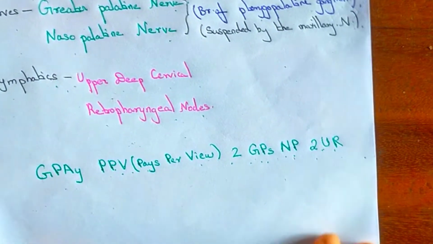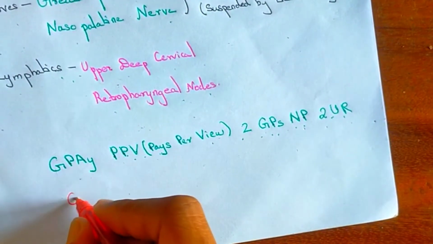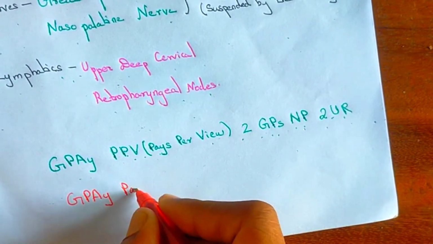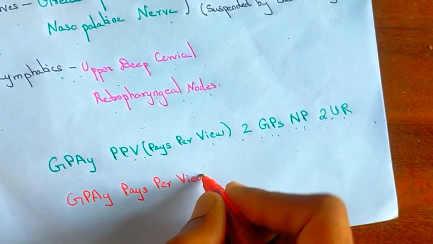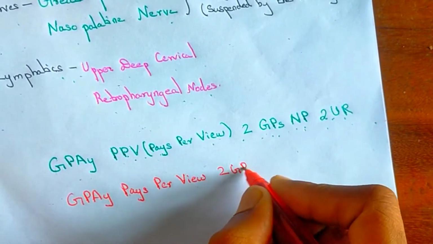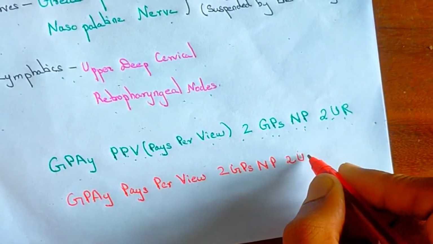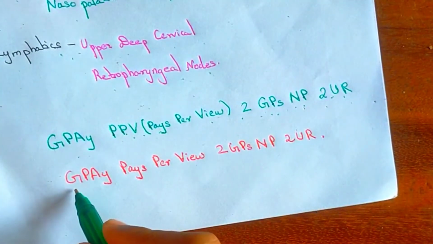So let me write here with another color, that is GP pay per view to GP's National Park to unreserved. Here let me explain you once again.